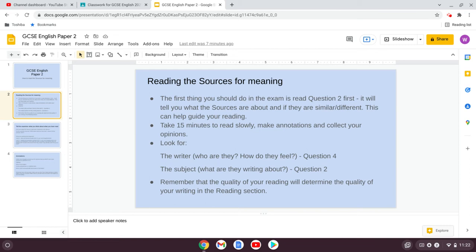The first one being the writer. Who wrote it? Are they happy, sad? Are they experienced? Is it their first time? Are they positive, negative? What do you know about the person who created it? What are their thoughts and feelings?